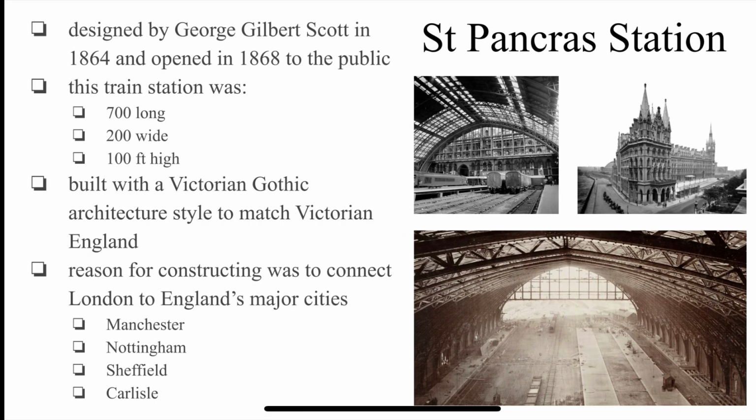The next major structure was St. Pancras Station. It was designed by George Gilbert Scott in 1864 and opened to the public in 1868. This train station was 700 feet long, 200 feet wide, and 100 feet high. This was built with a Victorian Gothic architecture style to match the rest of Victorian England.